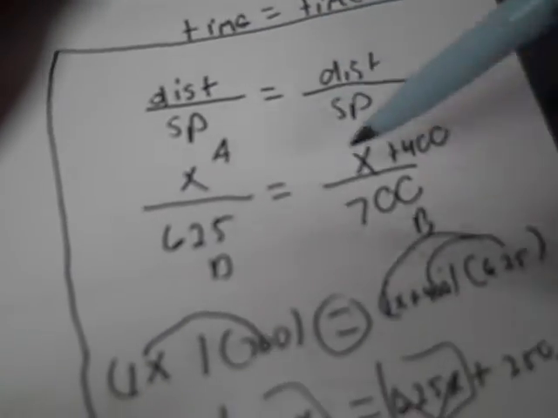Okay, so it's a little bit complicated. The times are the same, so distance over speed. Then it's the ABCD method. It's kind of the same thing you're doing in the second one.